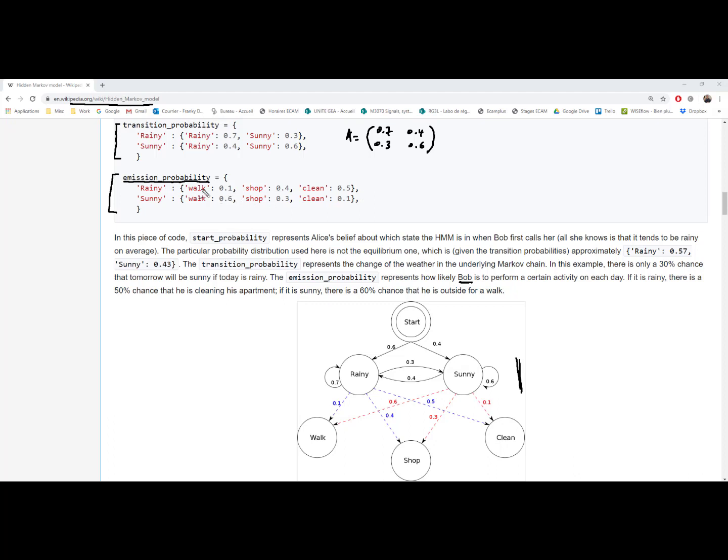chance that he will go walking, 40% chance that he will go shopping, and a 50% chance that he will go cleaning. If it's sunny, well, there's a 60% chance that he goes walking, 30% chance that he goes shopping, and 10% chance that he goes cleaning. Okay, this is what you can see over here.